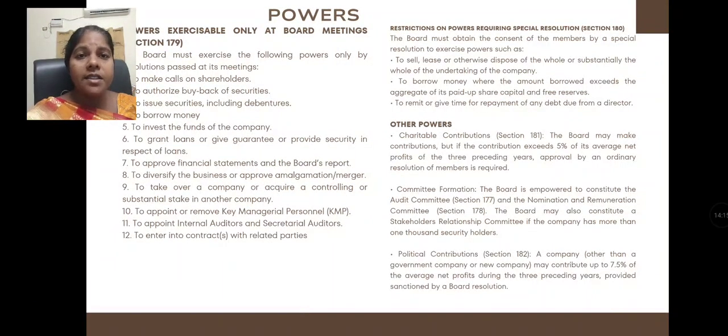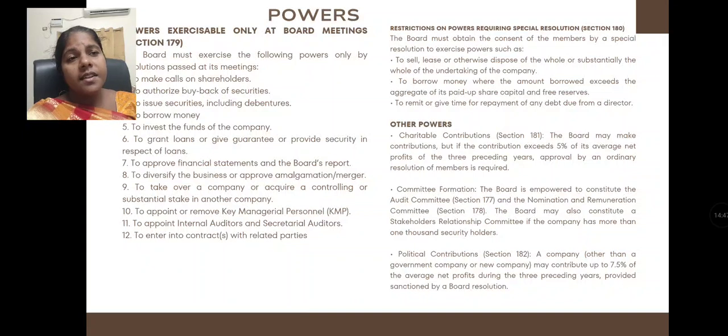Then what are the powers of directors? If you see the powers of directors, they have the power to make calls on shareholders, to authorize buyback of securities, to issue securities, to borrow money, to invest funds of the company, to grant loans, to approve financial statements, to appoint or remove key managerial personnel, to appoint internal auditors or secretarial auditors, and to enter into contracts with related parties. These are certain powers which the director is vested with.